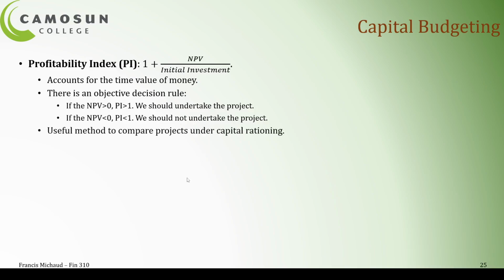This is a really useful method to compare projects under capital rationing. So basically, if the PI is 1.5, it's saying for each dollar you invest in the project, you're going to get $1.5 back. So obviously, if we have capital rationing, meaning we can't do all the projects that we want to do because we don't have enough capital for them, then maybe we should do the project that gives us the more bang for our bucks. Maybe we should do the project that gives us the more money back for each dollar we invest. So it's a really useful method when we're comparing projects.